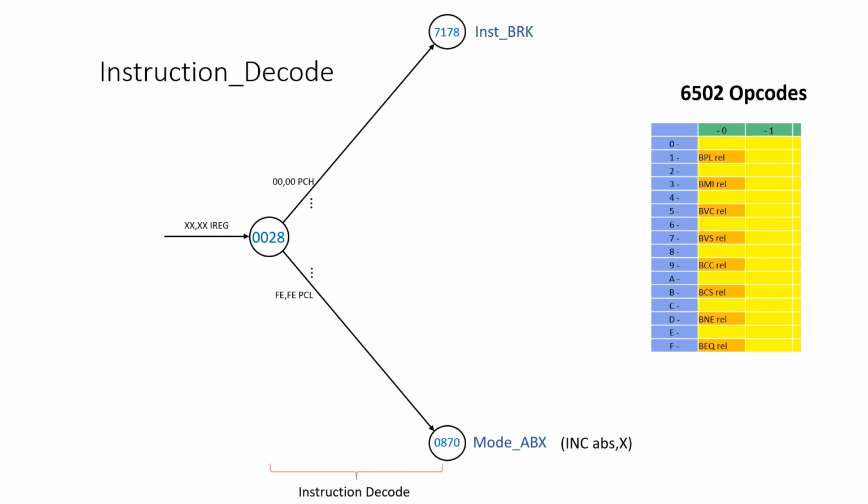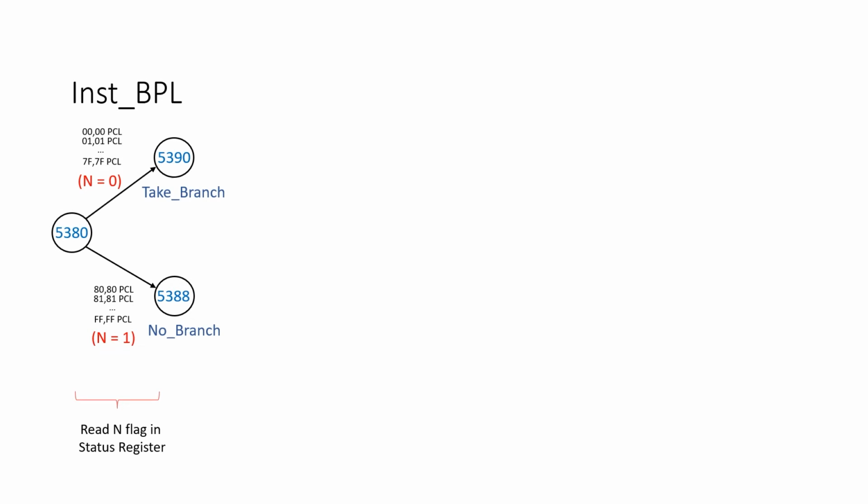For the BPL instruction, we go from Rule 28 to Rule 5380, and we set the 6502 notepad pointer to the status register. Then, once in Rule 5380, if bit 7 is 0, then we jump to Rule 5390, which is take branch. But if bit 7 of the status register is set, then we go to Rule 5388, which is no branch. Take a moment to think about this. This corresponds with the if statement in our C equivalent code.